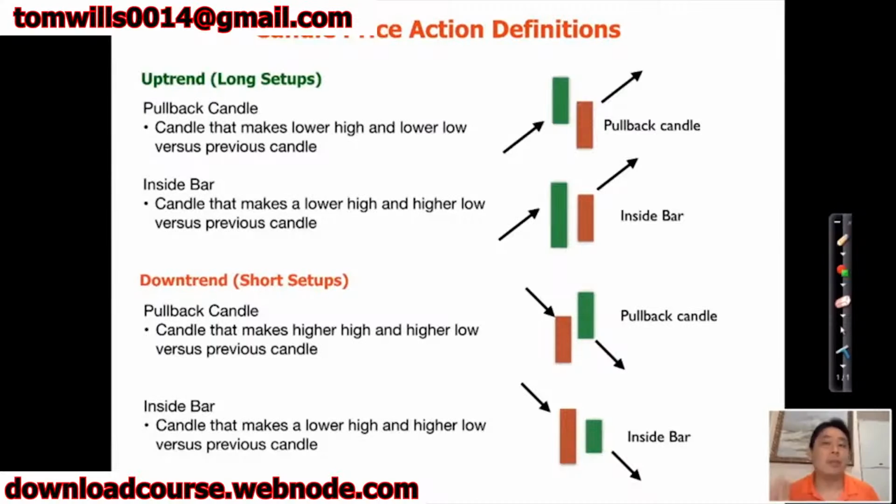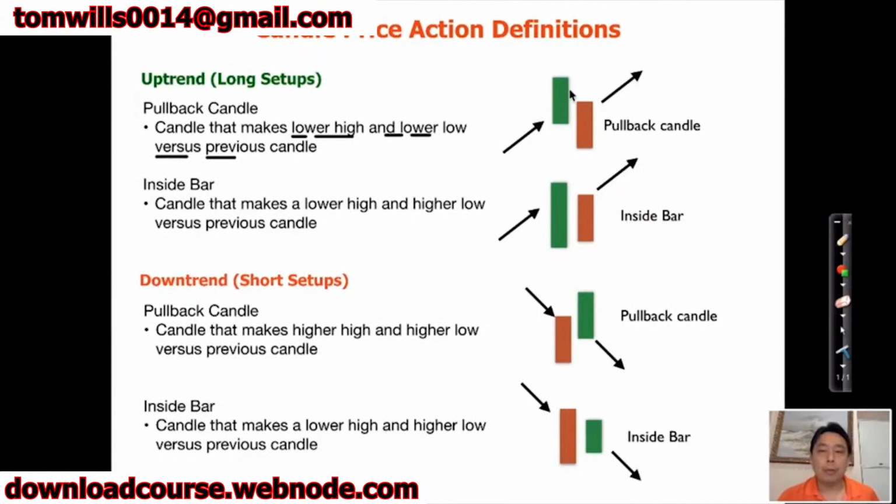So before we go into the specific strategy, we've got to understand certain candlestick or candle price action definitions, right? So let's look at, first of all, an uptrend situation where we're going to go long. So when we're going to go long, we're looking for what we call pullback candles. Okay, so what's a pullback candle? A pullback candle is a candle that makes a lower high and a lower low as compared to the previous candle. So for example, we are going to go long, right? So the direction is we're going to go up as the arrows imply.